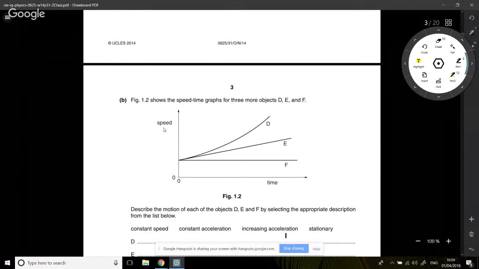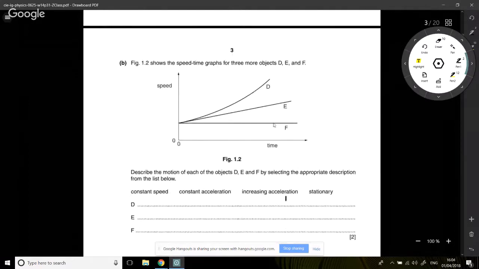top, it's now speed. So we look, this has got a flat gradient, so its speed is now constant. So constant speed. Then we've got E, which is a constant gradient. So now instead of the speed being constant, the acceleration is constant. And then we have one where the gradient is increasing, number D, so it's increasing acceleration.